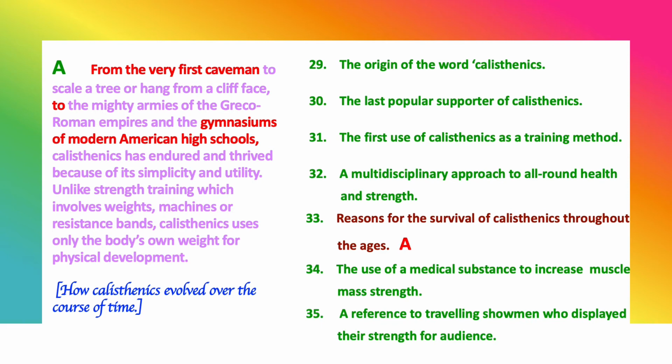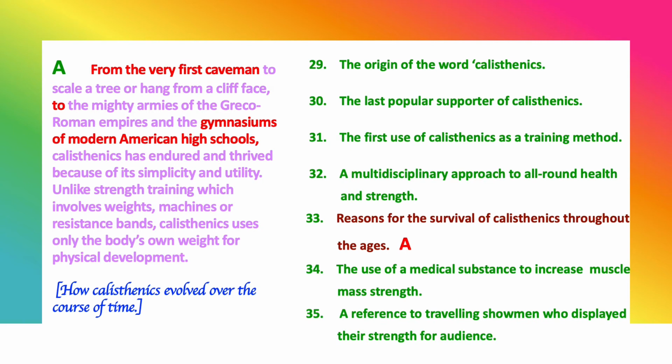It is about how calisthenics evolved over the course of time. Now, it's given here the origin of the word calisthenics, the last popular support of calisthenics, the first use of calisthenics as a training method, a multidisciplinary approach to all-round health and strength, reasons for the survival of calisthenics throughout the ages. The phrase throughout the ages is similar to evolved over the course of time.